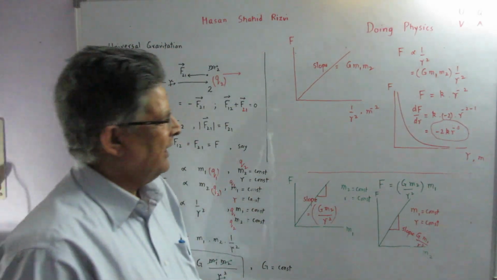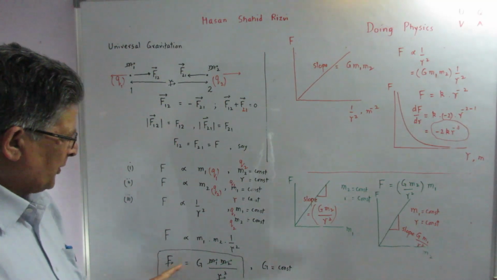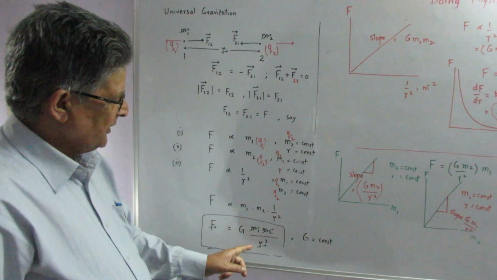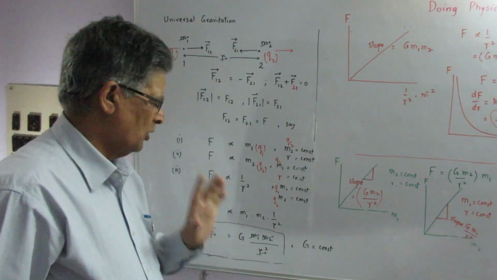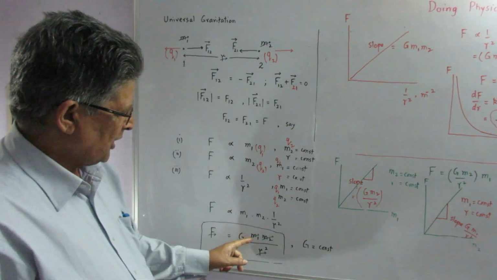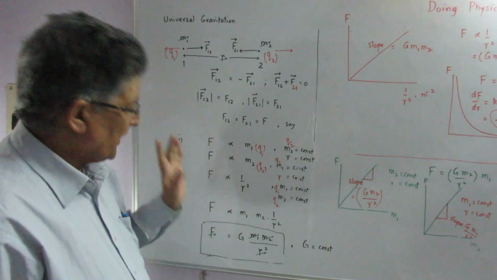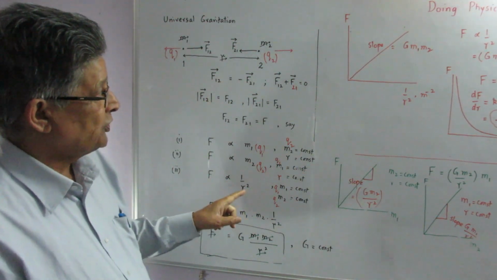Some of our teachers say here that F is proportional to the product of the masses and is inversely proportional to R square. No. It is proportional to M1, proportional to M2, and proportional to 1 upon R square, or proportional to R raised to the power of -2.